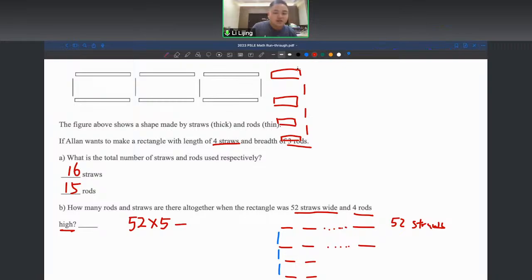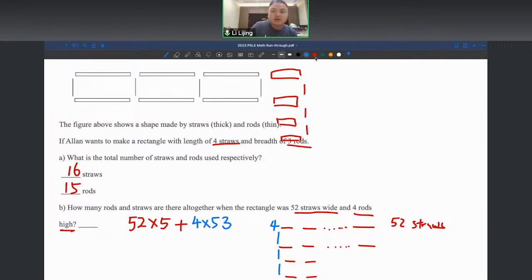Then you need to add the rods. Every time you have 4. However, if you look at the previous one, if you have 3 straws, you will have 4 rods. This means the rods are always 1 more than the straws. So since you have 52 straws, you will have a total of 53 rods every time. So 4 times 53.